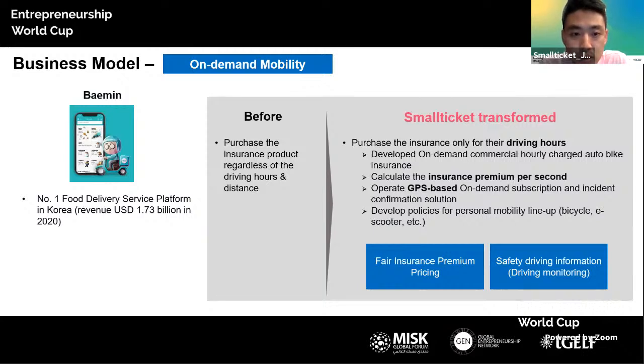Previously, the Baemin riders had to purchase the insurance product regardless of the driving hours and distance. How did we transform this situation? Now, the drivers in Baemin can purchase the insurance only for their driving hours. To do so, we developed the on-demand commercial hourly charged autobike insurance, and we calculate the insurance premium per second. And we operate a GPS-based monitoring solution. Now we are developing the policies for the personal mobility lineup, not only for the two-wheel motorbike, but also bicycles and scooters, etc. So in a nutshell, the benefit of this program is fair insurance premium pricing for the riders and safe driving information through the driving monitoring solution.